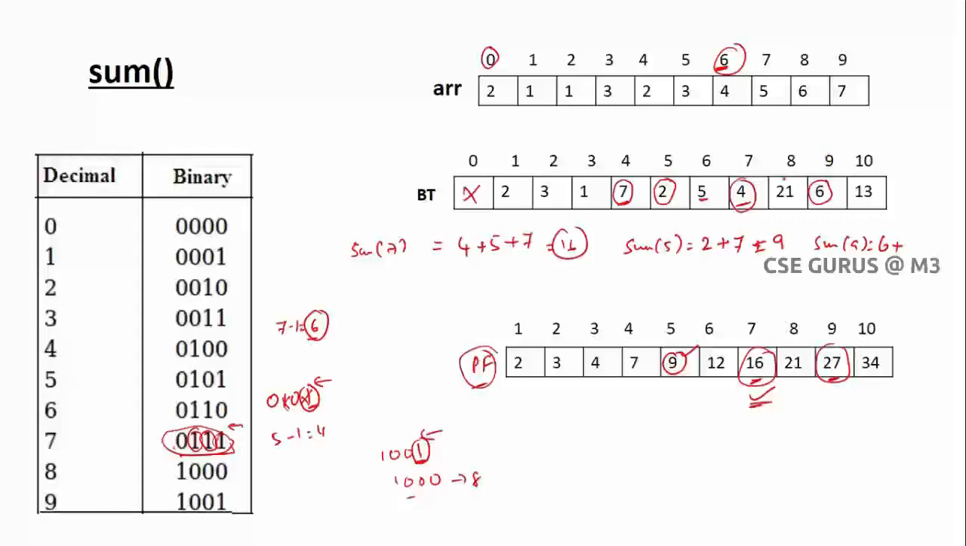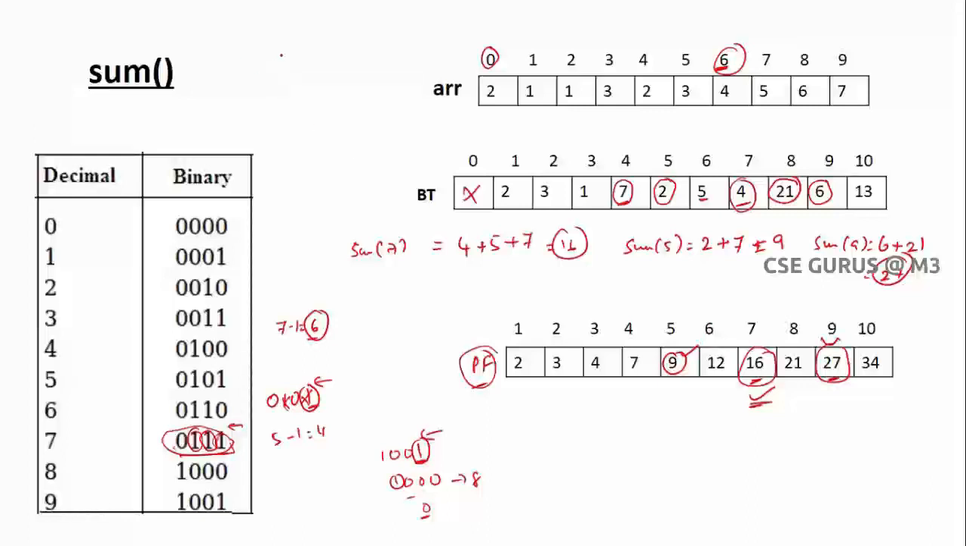Go to the 8th position. What is there? 21. Now you subtract the next set bit, 1. So subtract this, it will become 0, right? So 21 plus 6, which is 27, which is our answer. So that means you can observe here how you are getting the sum. Is it with n elements or with log n elements? You can observe.